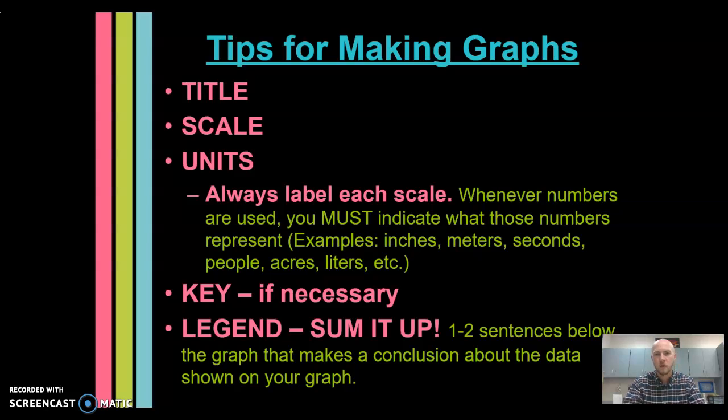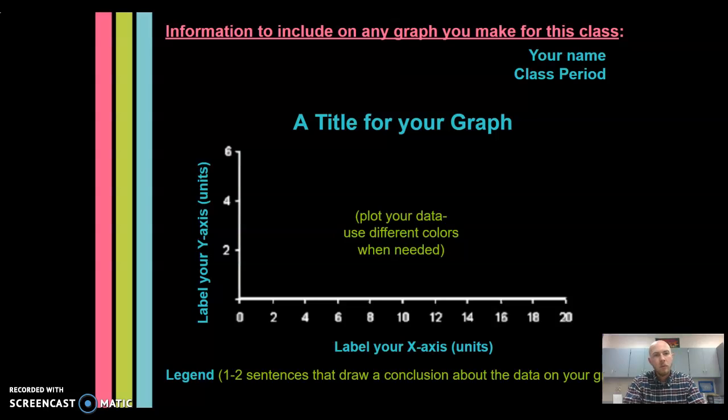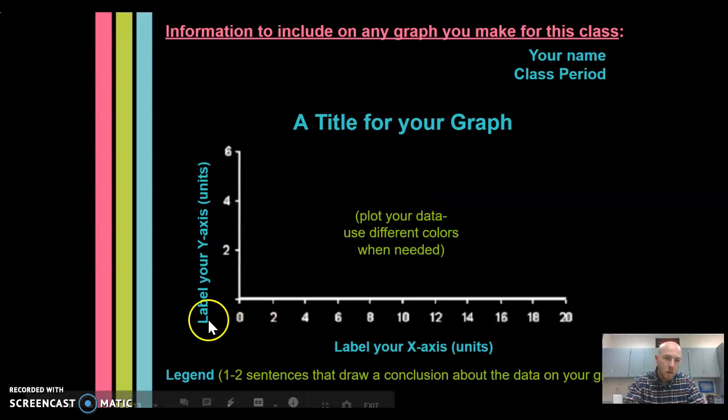So let's go ahead and see what these look like. Here's an example of a correctly made graph in class. Notice your title would go right here. You have your scale on both axes. You'd have your data plotted in the center. And notice you'd have a label labeling this axis and a label telling me what this axis is as well. And then our legend is right below with that conclusion.